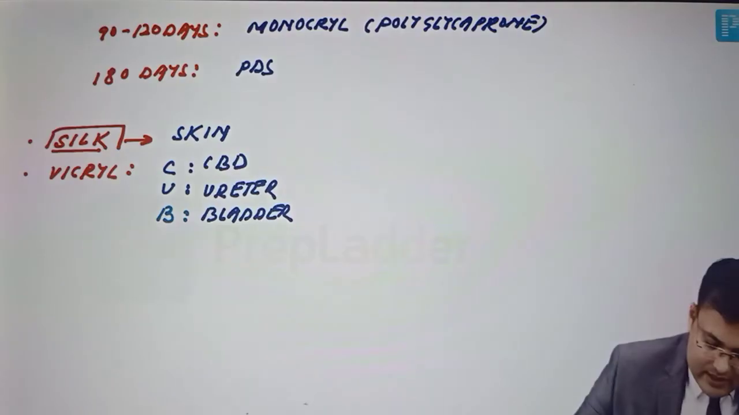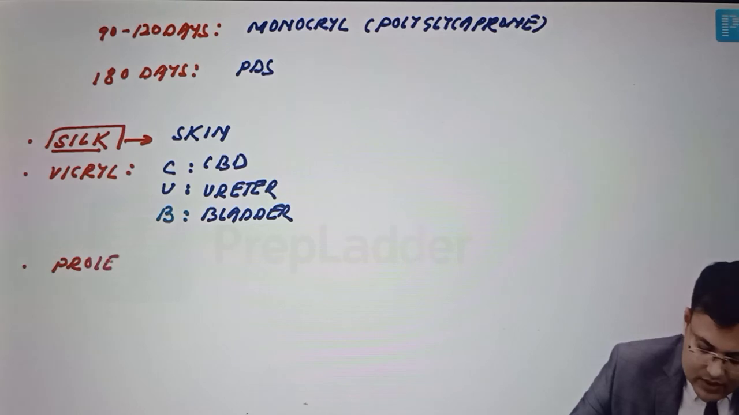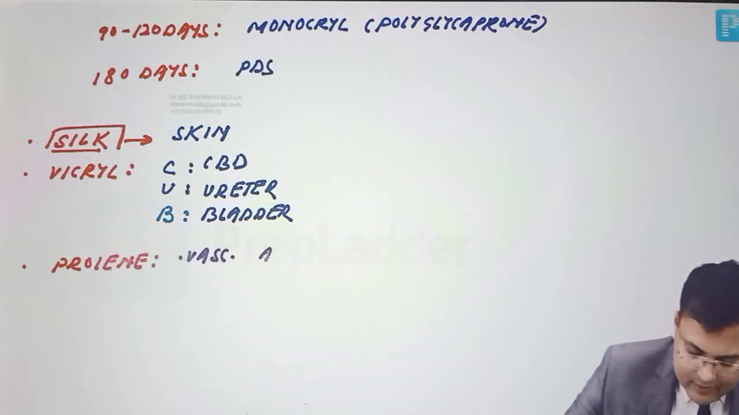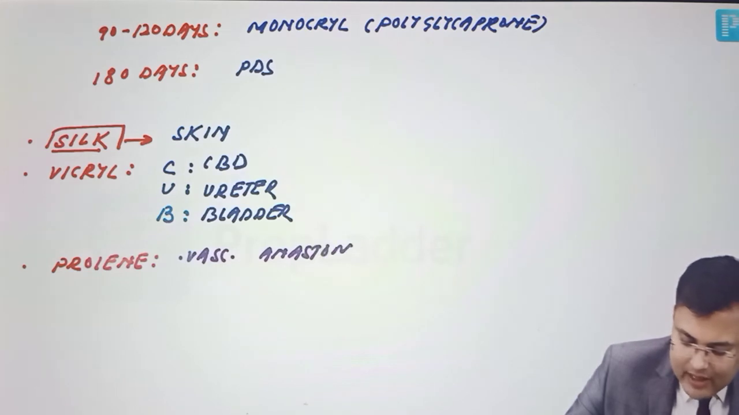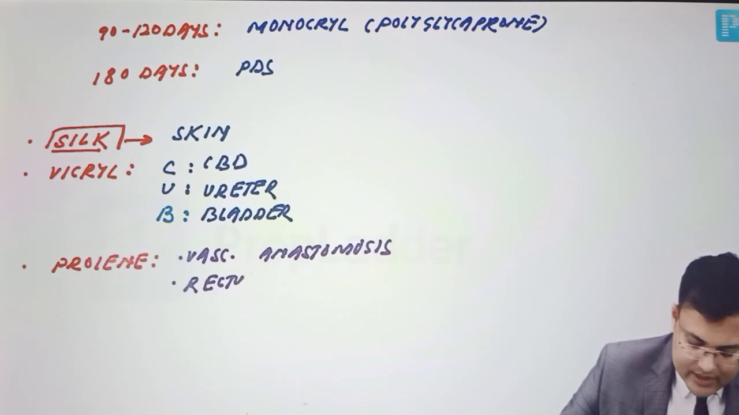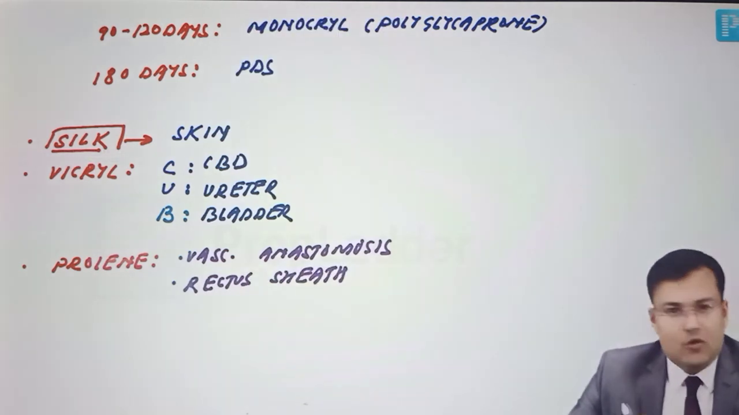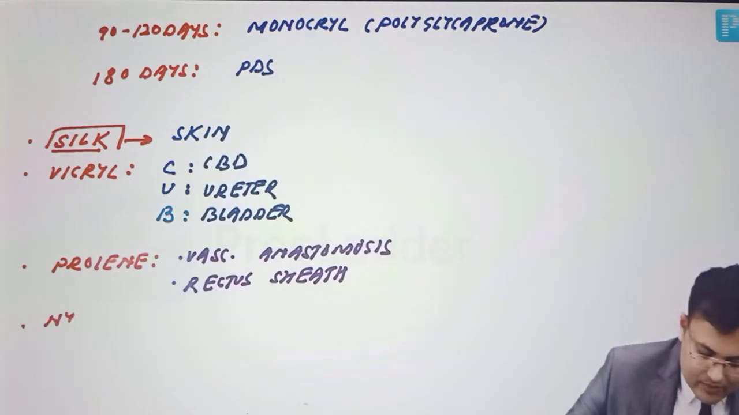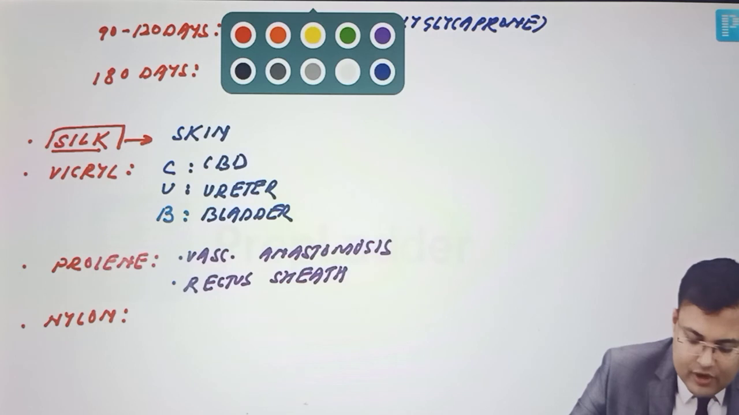Then we discussed proline. What's the use of proline? It is used for vascular anastomosis. And what else? It is used for suturing of rectus sheath. Simple. And for tendons, which suture is used? For tendons, we use nylon, right? So nylon is used for tendons.